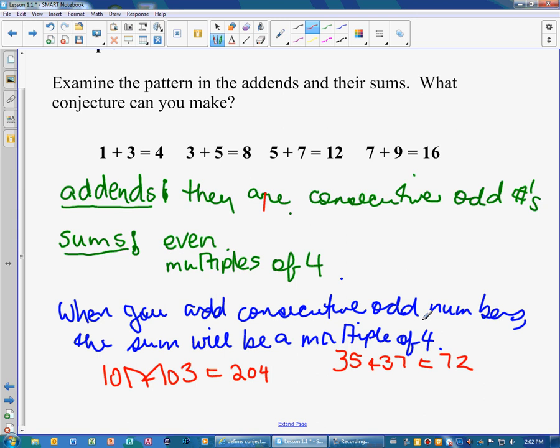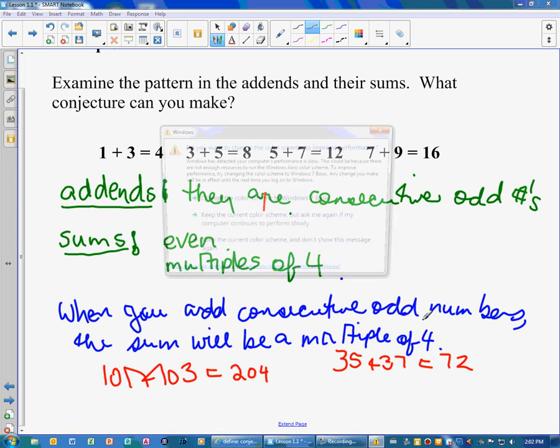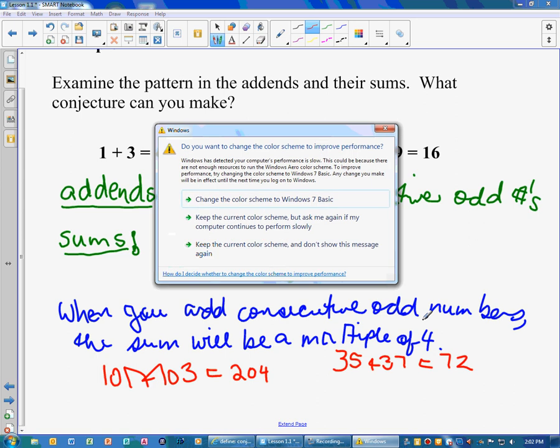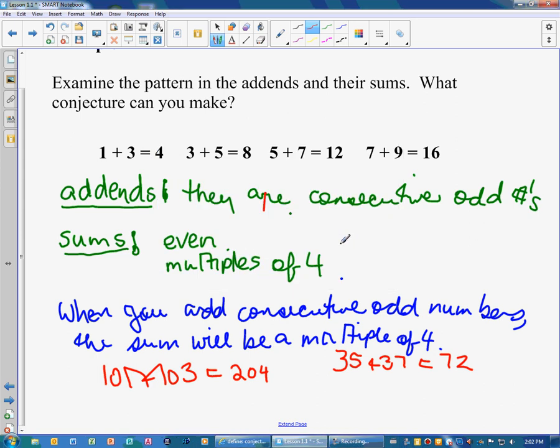So that's the end of section 1.1. Have fun with your homework. Some of you will absolutely love this chapter. Some of you will hate it. But give the questions a try and come and ask for help when you need it.